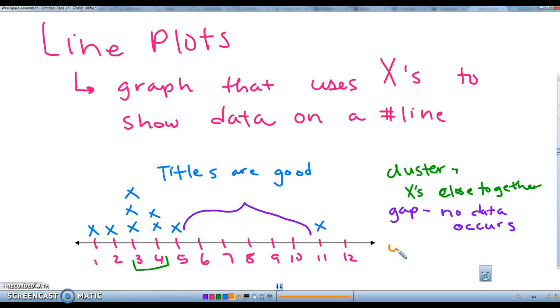And then we also have what is called an outlier. And an outlier is set apart from the rest of the data. So 11 would be our outlier because it's so far from where the normal ones are. Okay, so that's line plots briefly.